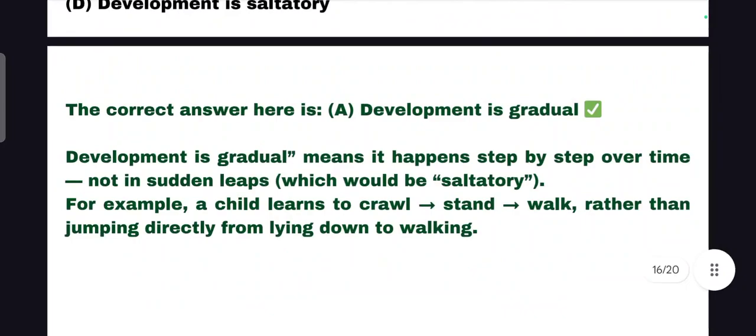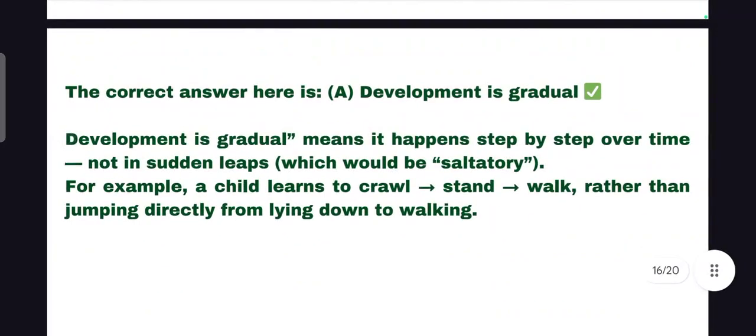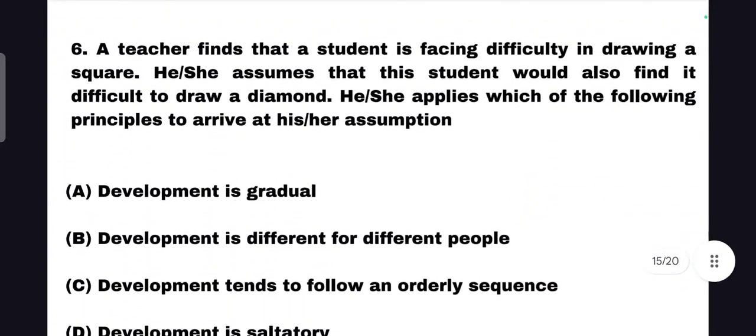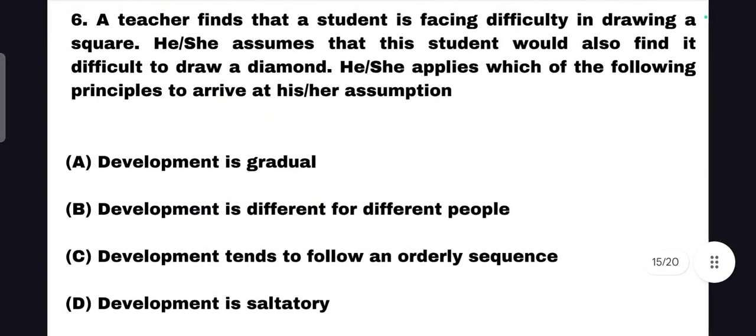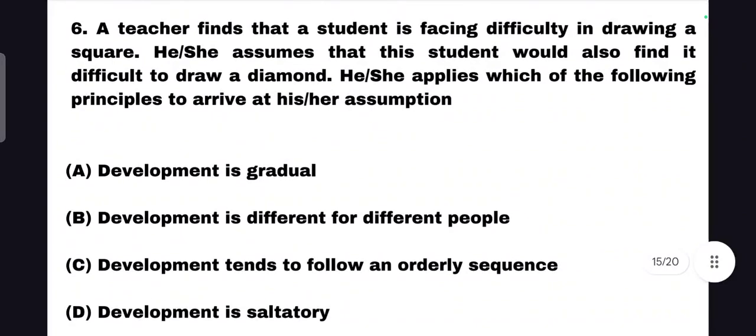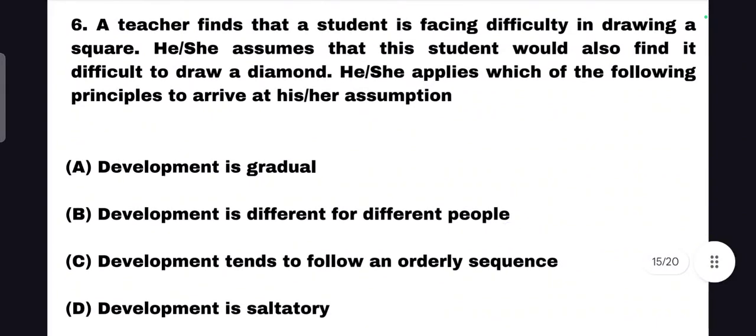Here the correct answer is option A, that is development is gradual. Development is a gradual process. So why do we assume development is a gradual process? Here the student is facing difficulty in drawing a square, and the student will also find it difficult to draw a diamond.